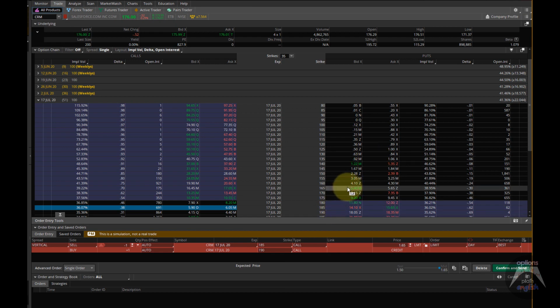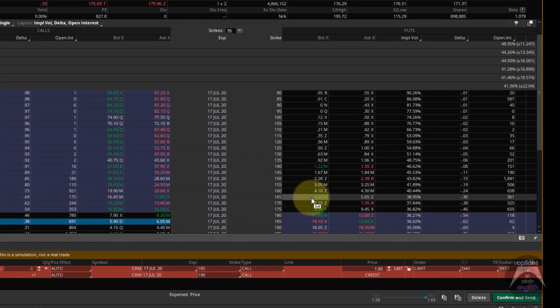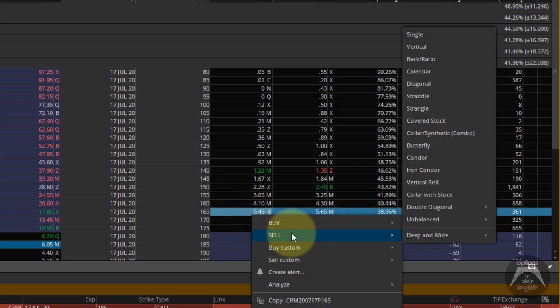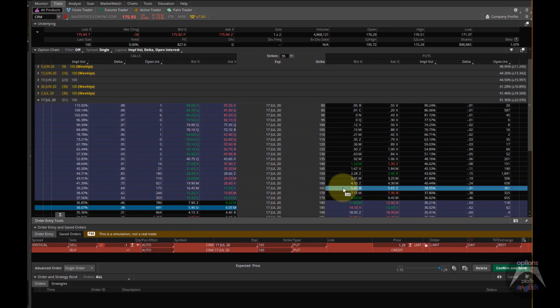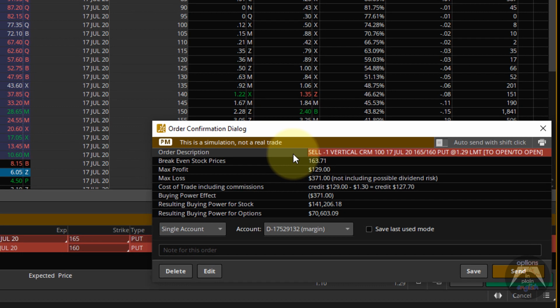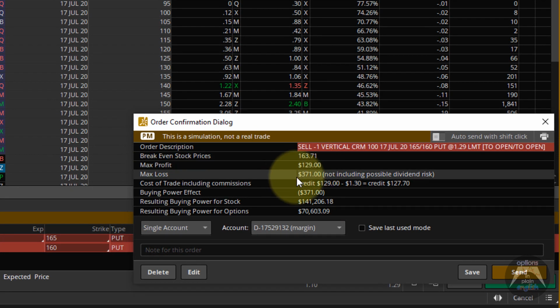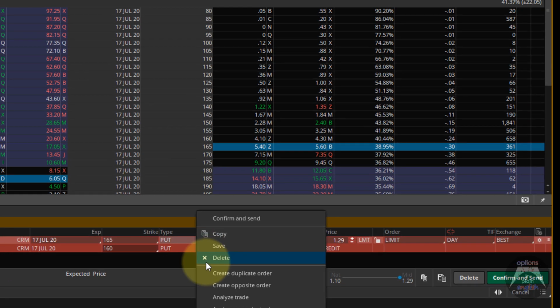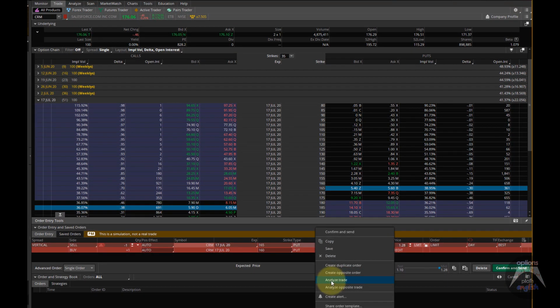Now we are going to go back and do the same thing on the put side. I'm going to take the 165. So I'm going to be selling a vertical spread. Okay, sell vertical, and it takes the next strike price for the long leg. So now I'm selling the July 2020. I'm selling the 165 160 put spread for 129. Same deal. 129 is my max profit. 371 is my max loss. Okay, so I'm going to analyze this trade, and I'm going to analyze the other trade as well.